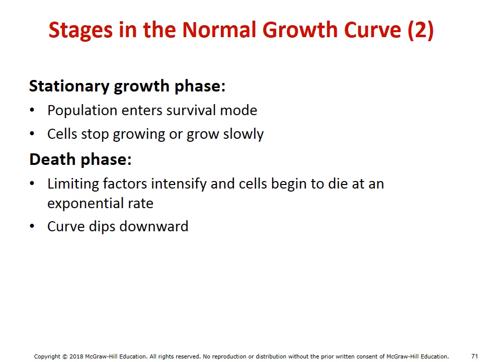As resources run out and as, again, waste builds up, we start to see this progression into what's called death phase. And with death phase, again, the whole system starts to decline as microbes start to die because they can't find enough resources to live, and they're stuck in a bunch of waste that they don't like.